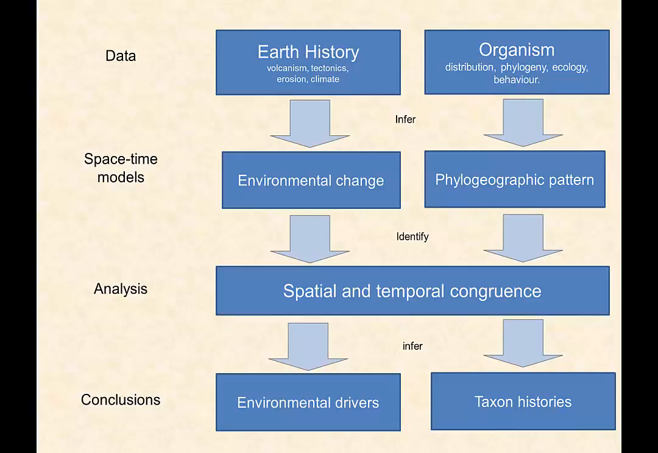So from the Earth history data, we can build space-time models of environmental change through time. From the organism data, we can build models of what we call a phylogeographic pattern, which is the combination of the distribution where organisms are found and their evolutionary relationships. So the phylogeography is the combination of the phylogeny and the geography. Okay, we'll see that explicitly in due course. From those, we've built these space-time models of the environment and the evolution of the organisms.